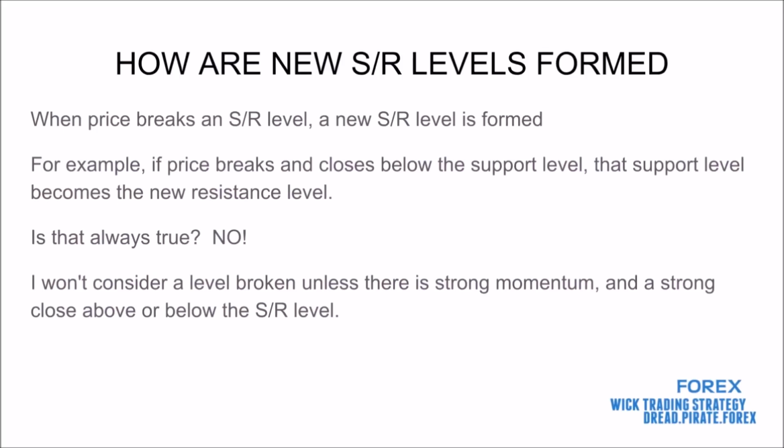So how are new S&R levels formed? When price breaks an S&R level, a new support or resistance level will be formed. So for example, if price breaks and closes below the support level, and then it fails to come back up above that support level, then that support level becomes the new resistance. Is that always true though?